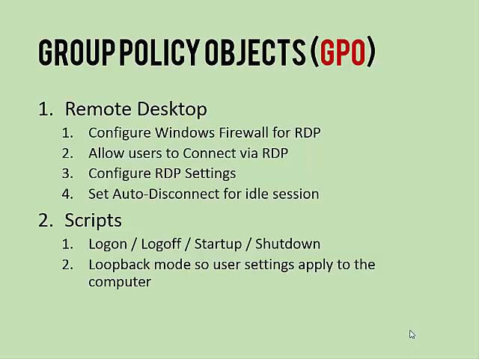Then we have a couple of RDP settings that are optimal for people over low bandwidth. You should also set an auto disconnect, so if it's idle for 2 hours or whatever, we can disconnect them. Then we have another GPO that has just the log on, log off, startup, and shutdown scripts, and they point to where the scripts are on some share that's part of the login process. You need to put that in loopback mode so that those user settings apply to the computer. That's the voodoo that is group policy loopback.